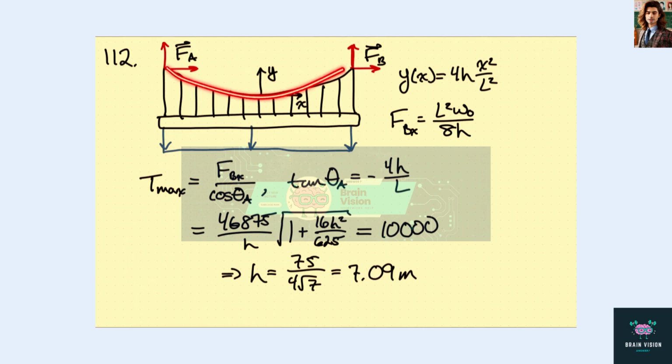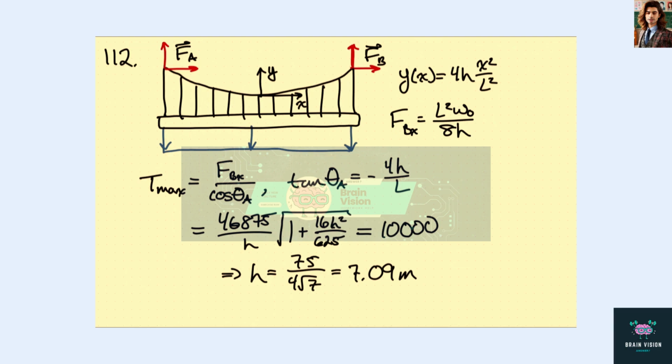So this curve is given by 4h x squared over L squared, just from our previous analyses. And then the horizontal force is given by L squared W naught all over h. And we're given that W naught is 600 newtons per meter. The span here is L, which, again, is not the length of the cable, it's the distance between the supports, and that is given as 25 meters.